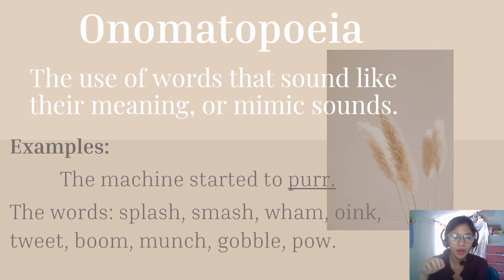Okay? Other examples of onomatopoeia are splash, smash, wham, oink, tweet, boom, munch, gobble, pow. So these are all sounds of things around us, but these are also what we call them. For example, the tweet of the bird, the oink of the pig. Their sound is also the name of what we call it. So again, that is onomatopoeia, the mimicking of sound.